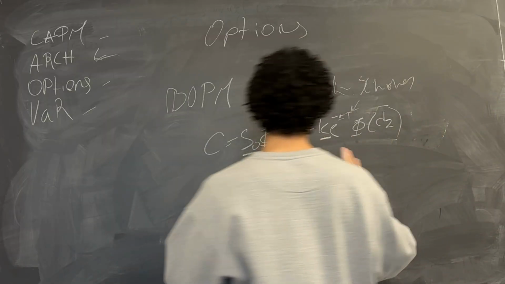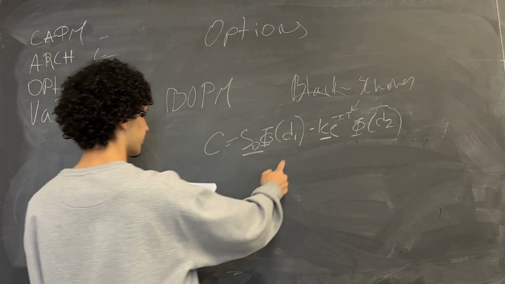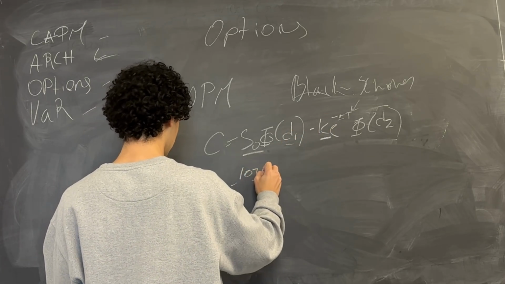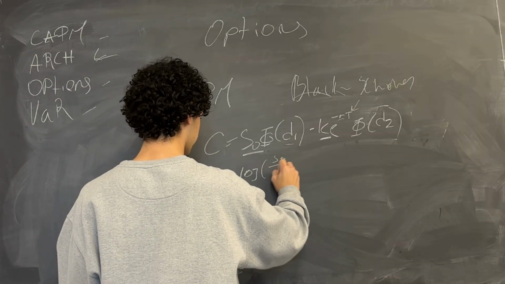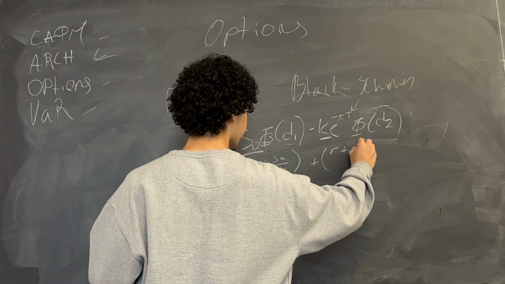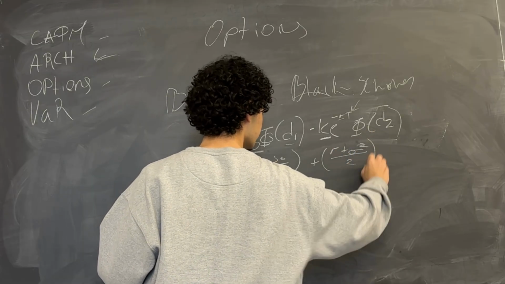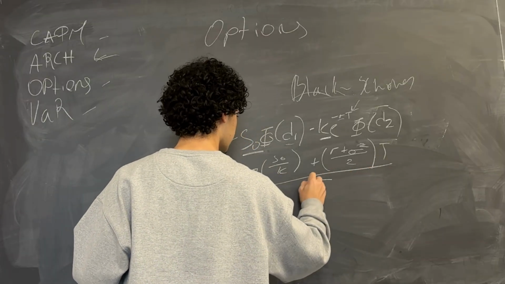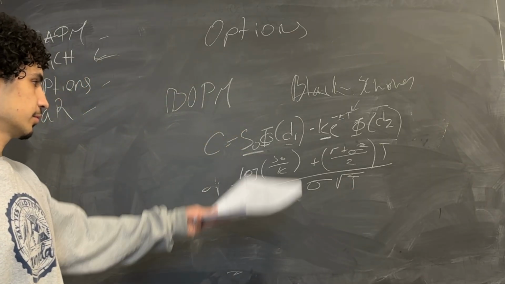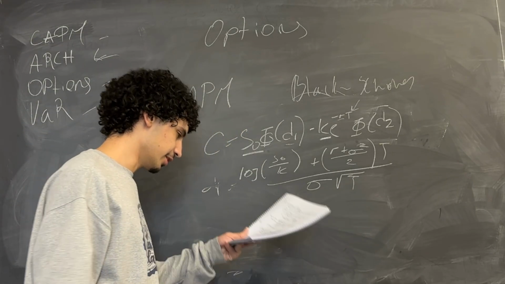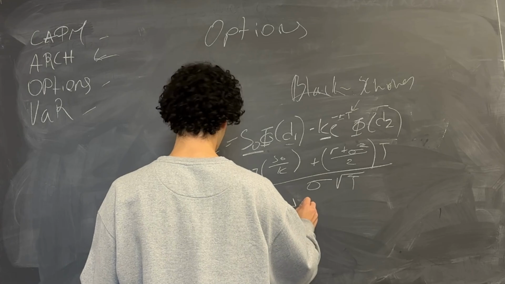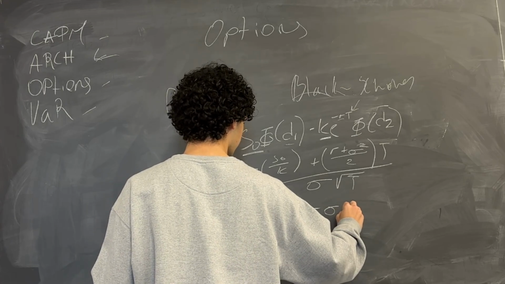And here we also account for volatility, but it's not seen until we expand on d1 and d2. So d1 is log of current price over strike price, plus interest rate plus variance over 2, times the time to maturity, over the standard deviation times the square root of the time to maturity. And then d2 is just d1 minus the denominator.